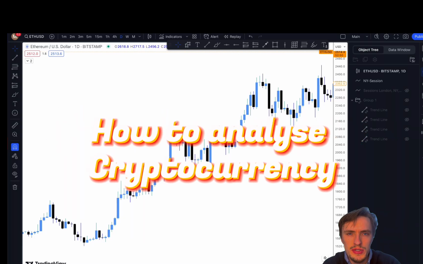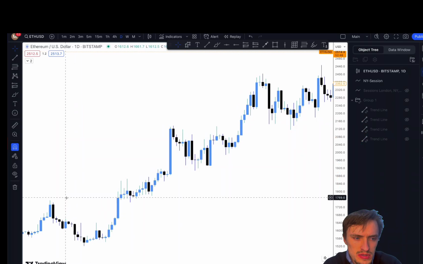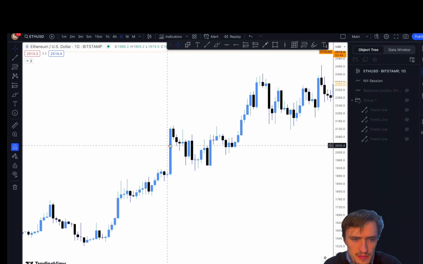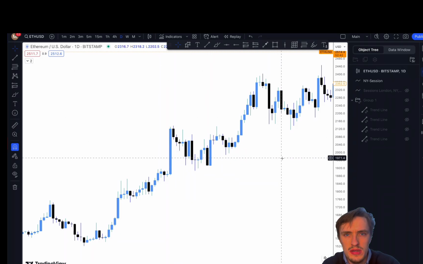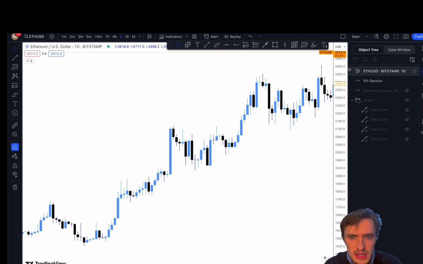Here's how to analyze cryptocurrency. What do you see in this chart? If you want to trade and make money on crypto, you gotta read charts, understand technical analysis. So what do you see right now? What is the next move the price will make? And where would you enter in any of these positions? Where would you like to go long and where would you like to go short?